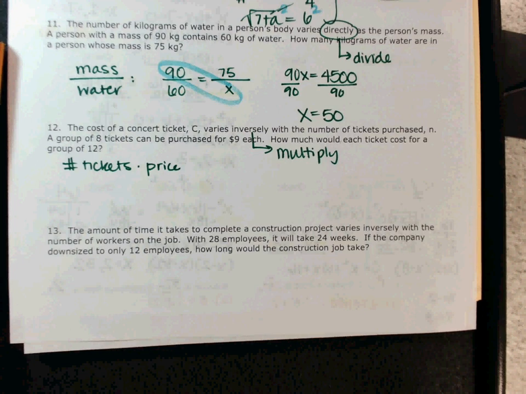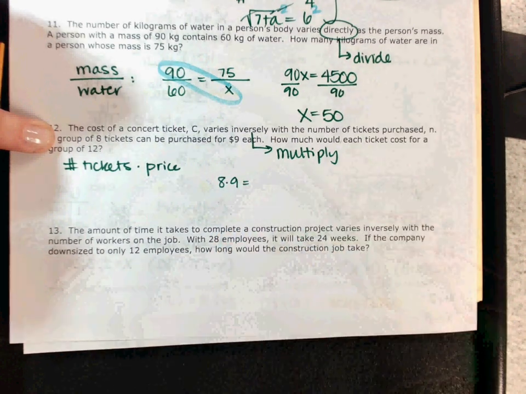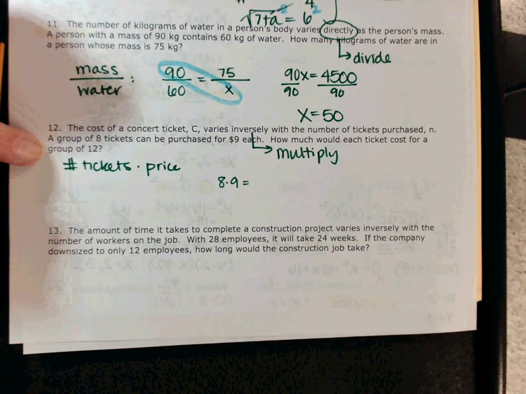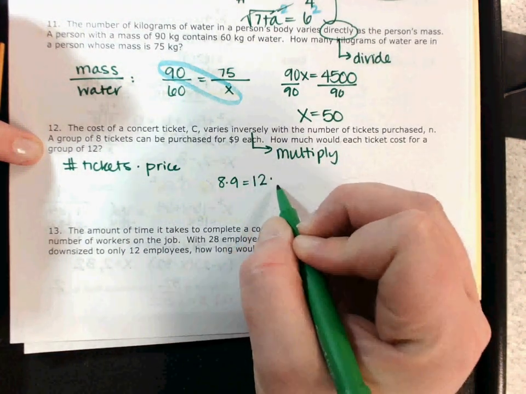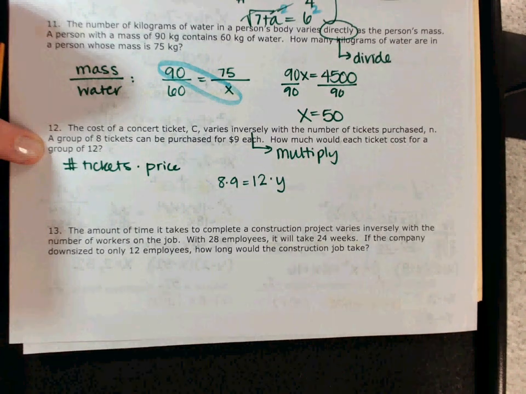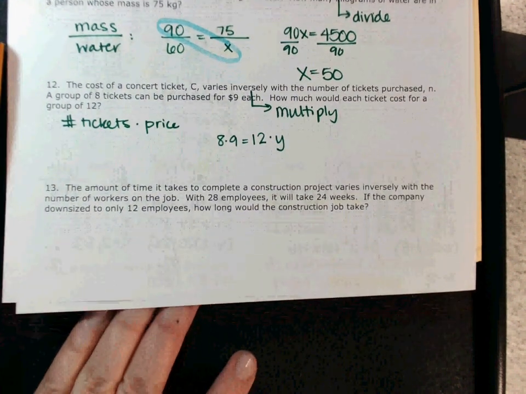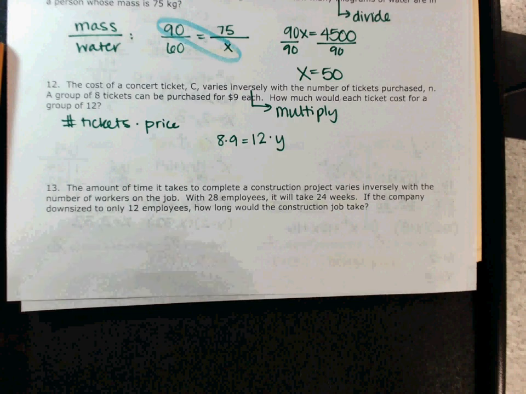Okay, so let's set up our equation. The first one says I'm buying a group of 8 tickets. They're $9 each. How much would each ticket cost for a group of 12? Well, if I have 12 people, I want to know the cost. And I'm going to use Y, but you could use C if you like that better. Okay, remember, this is almost a cross multiply, but it's already kind of multiplied out for you. So what's 8 times 9 on this side?